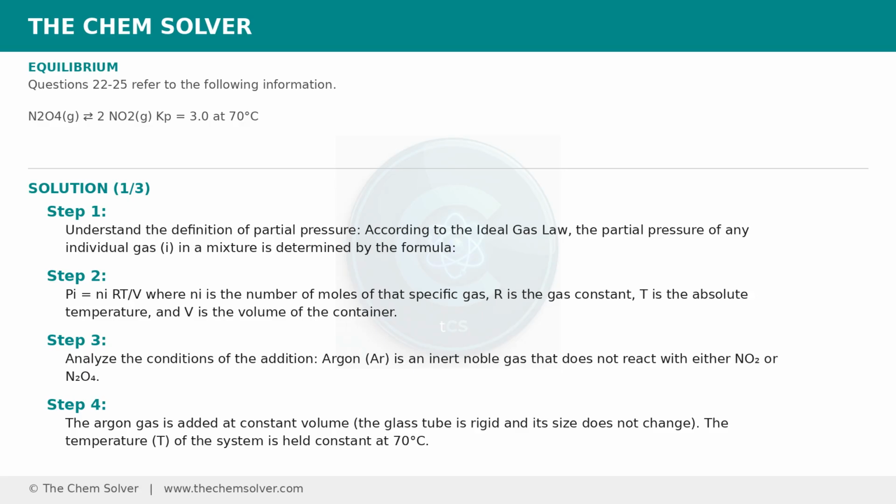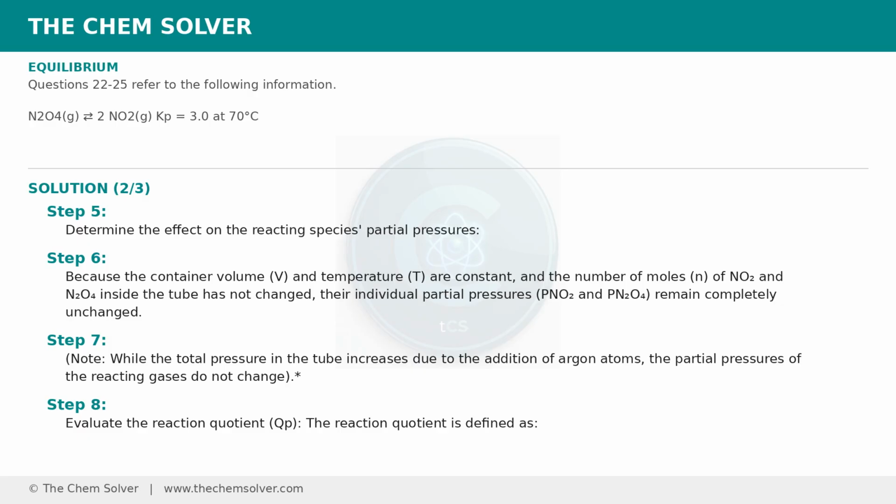Analyze the conditions of the addition. Argon, Ar, is an inert noble gas that does not react with either NO2 or N2O4. The argon gas is added at constant volume. The glass tube is rigid and its size does not change. The temperature, T, of the system is held constant at 70 degrees Celsius.